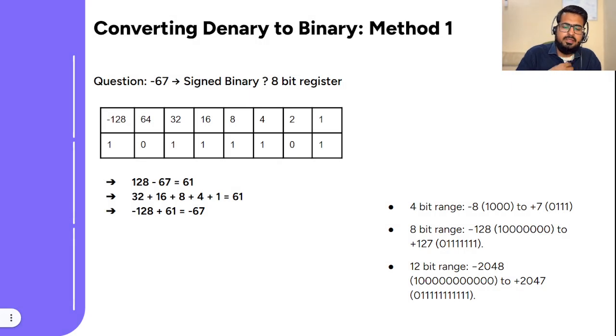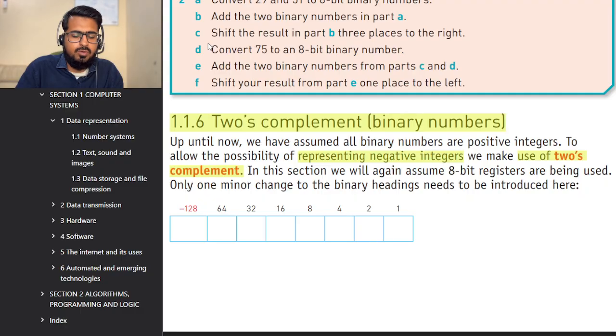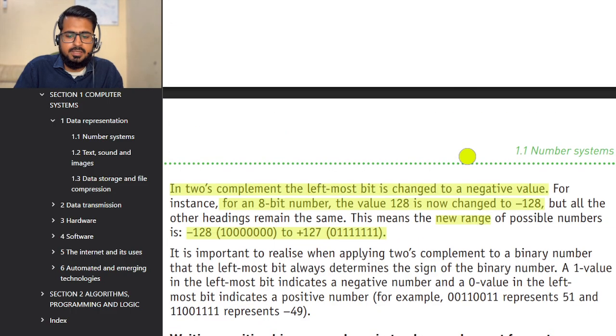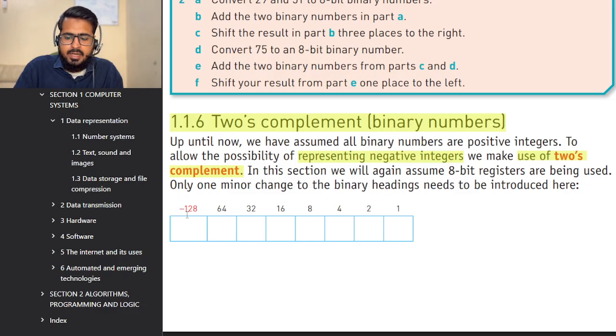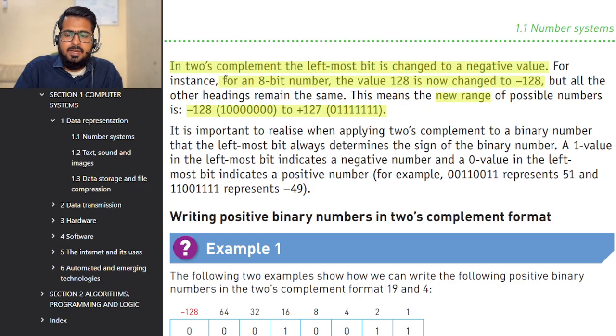So now that there is an example, before that, let's have a look at your book. What is your book saying? Your book says 2's complement binary numbers represent negative integers. 2's complement is used to represent negative numbers, which we already discussed, right? The leftmost bit is going to be negative. In 2's complement, the leftmost bit is changed to a negative value. All right, we already see that.